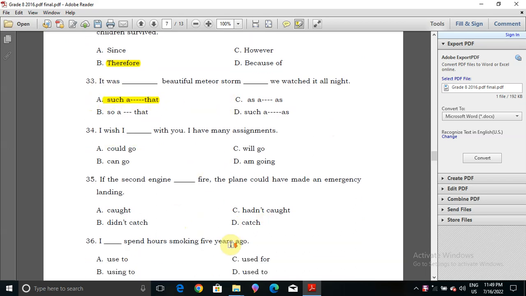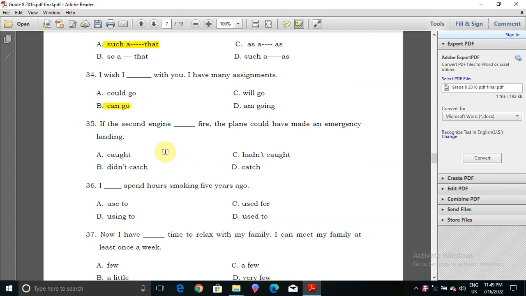Now question number 34: I wish I dash with you. I have many assignments. I wish I could go, or can go, or will go, or I'm going. So the correct answer will be I wish I can go with you. It will be verb 1 with verb 1. I wish I can go with you. I have many assignments. So the correct answer for question number 34 will be choice B.